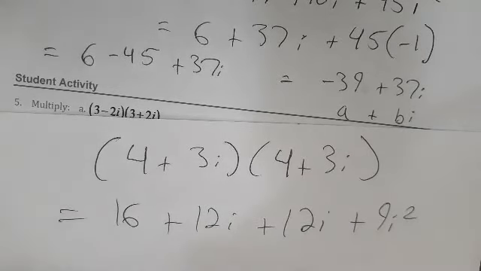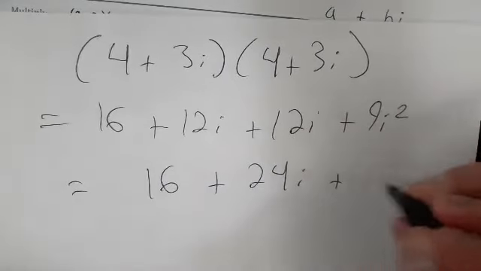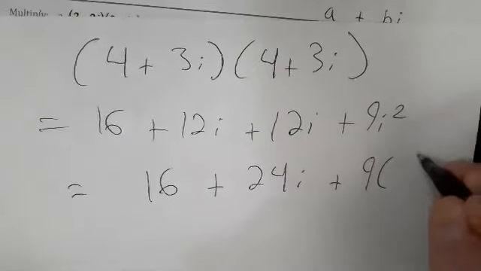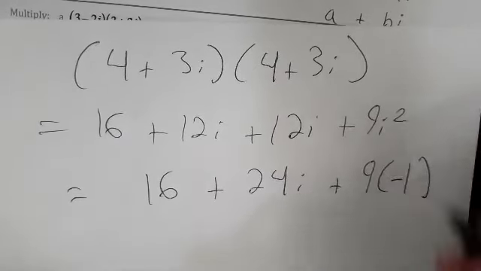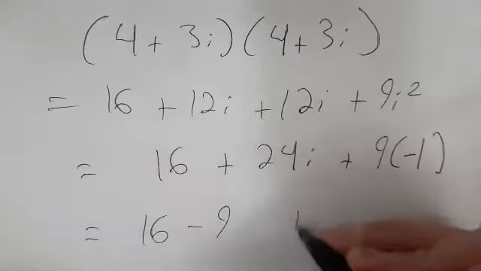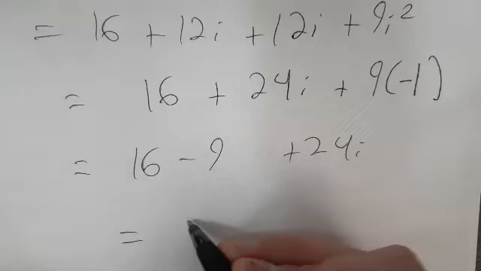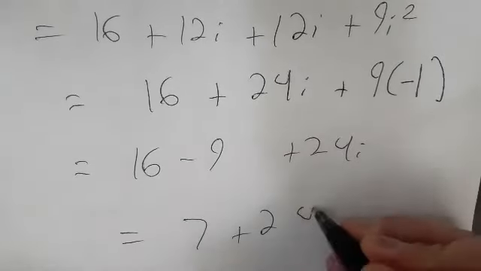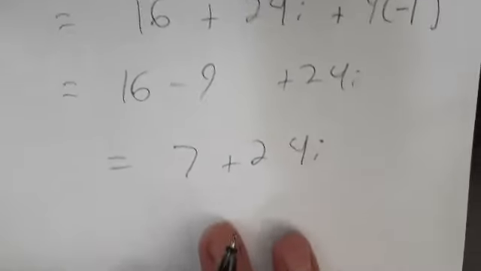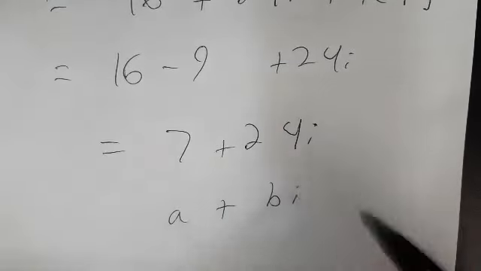Okay, so I have to combine a few like terms. 16 plus 24i will combine. This is plus 9i squared. I don't want to write my i squared, I want to write a minus 1. So 16, this is going to become minus 9. 16 minus 9 is 7 plus 24i. And I wrote it so that things were in the a plus bi form.